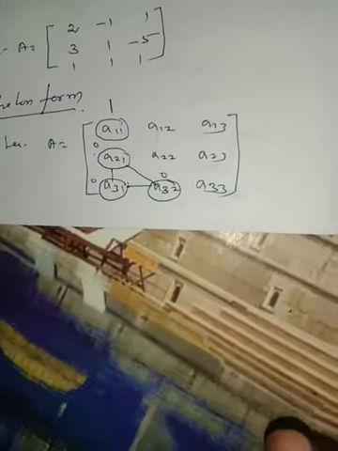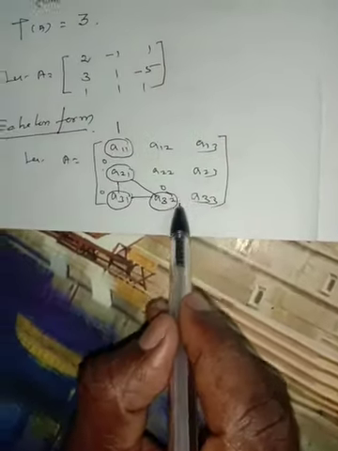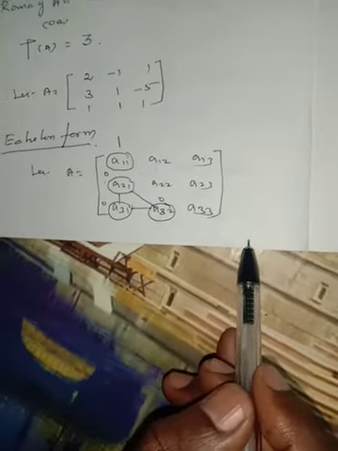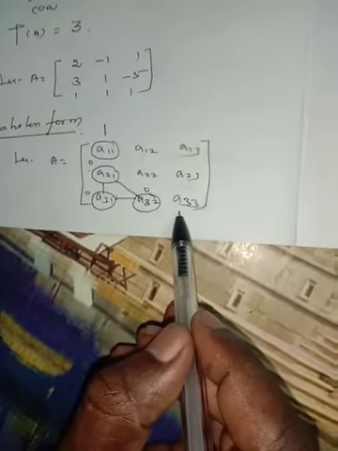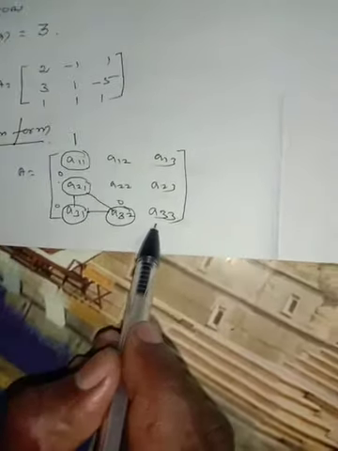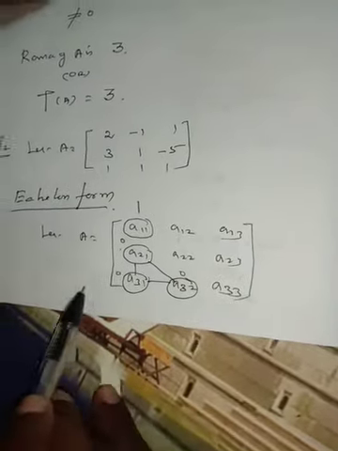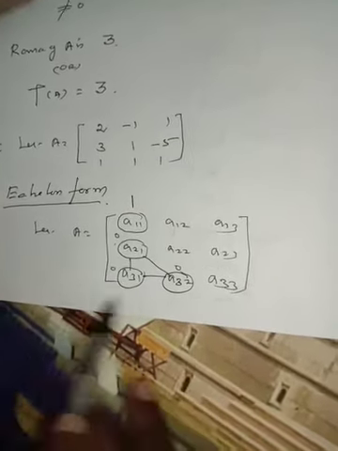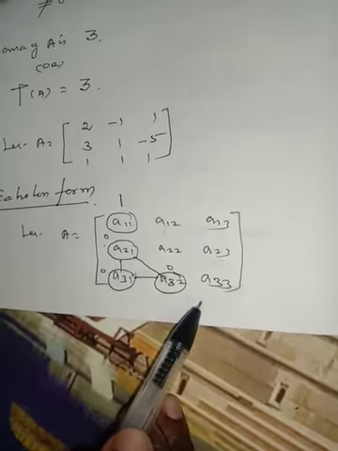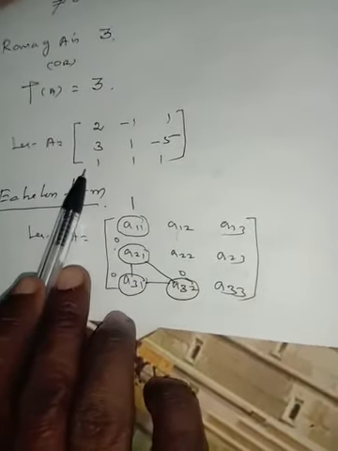Number of non-zero rows: first and second row. Therefore, if not, if we cannot convert A33 into 0, then rank will be 3. Why? A33 is a number, we cannot convert it into 0. So number of non-zero rows: third, second and first. So totally 3 rows are non-zero rows. Then rank of the given matrix is 3.